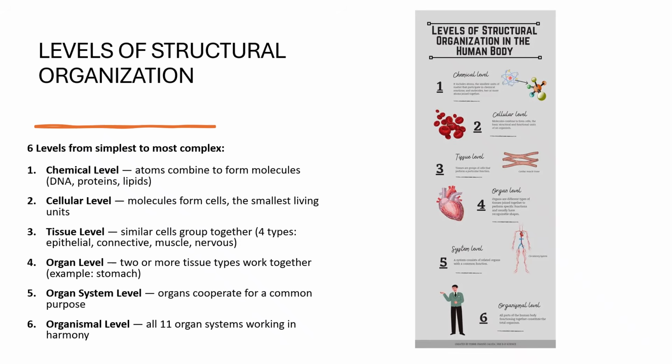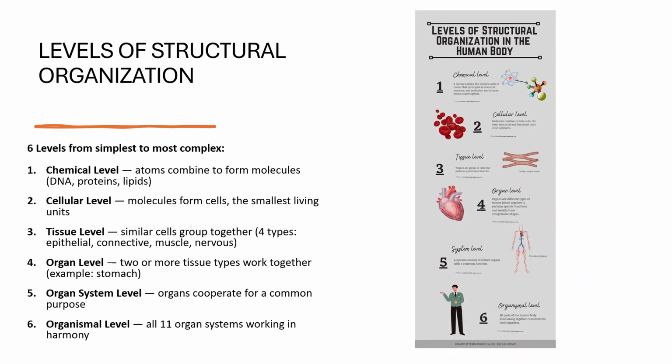The human body is organized into 6 levels of structural complexity. Level 1 is the chemical level, where atoms combine to form molecules like DNA, proteins, and lipids. Level 2 is the cellular level, where molecules form cells, the smallest living units. You have roughly 37 trillion cells. Level 3 is the tissue level, where similar cells group together. There are 4 tissue types: epithelial, connective, muscle, and nervous.